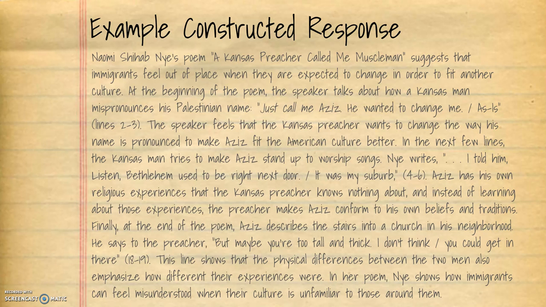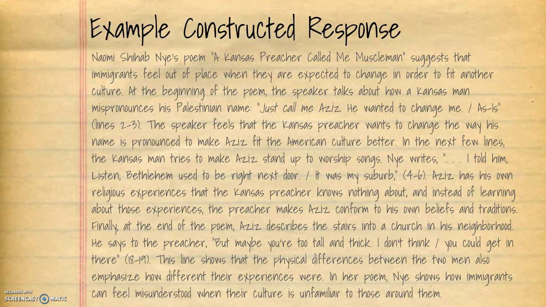Aziz has his own religious experiences that the Kansas preacher knows nothing about, and instead of learning about those experiences, the preacher makes Aziz conform to his own beliefs and traditions. Finally, at the end of the poem, Aziz describes the stairs into a church in his neighborhood. He says to the preacher, "But maybe you're too tall and thick. I don't think you could get in there."